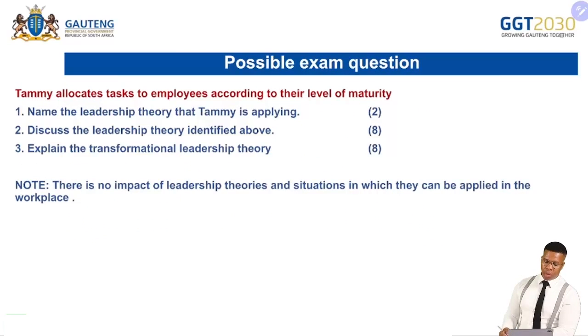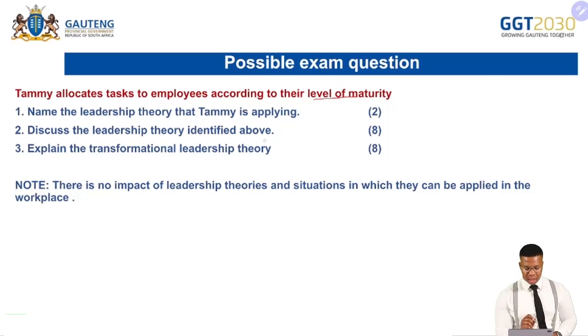Then we look into another possible exam question. There the focus is on your theories of leadership. When you look into theories, you have a small sentence that says Tammy allocates tasks to employees according to their levels of maturity. One, name the leadership theory that Tammy is applying, and then discuss the leadership theory identified above and explain the transformational leadership theory for 8 marks.